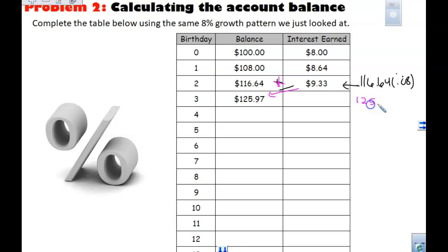How do I find this next amount? I'm going to take 125.97 and I'm going to take it times 0.08. So I'm going to have you do that on your calculator. And I want you to try and pause this and add a few of these in and really go up to about 6. And then you can unpause it and see the table that I have.